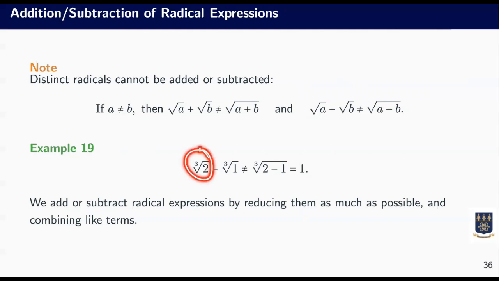It's not 1. It's not 2. The cube root of 1 is 1. But the cube root of 2 minus the cube root of 1 is less than 1. So it cannot be equal to 1. So what we do is we treat them like variables. And so we reduce the system and then we combine like terms.